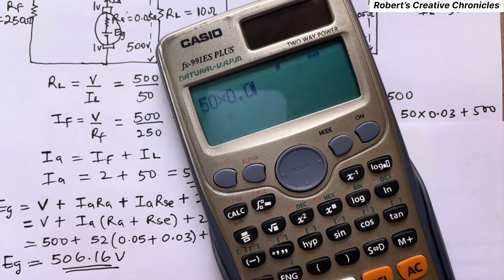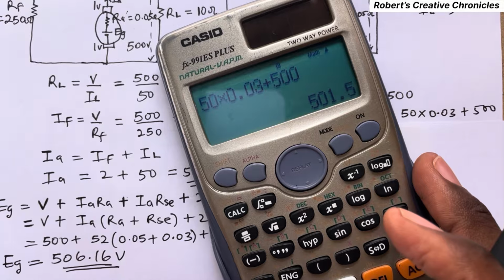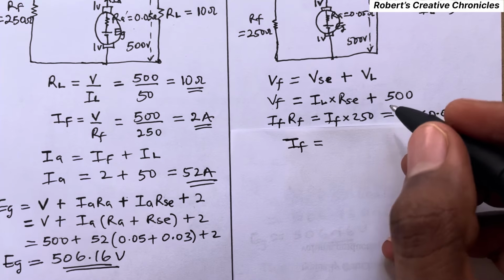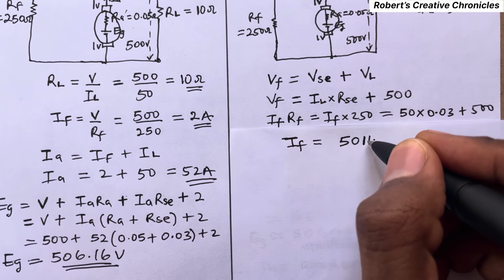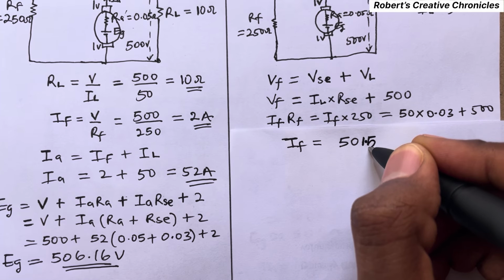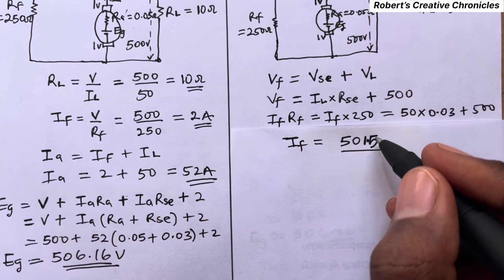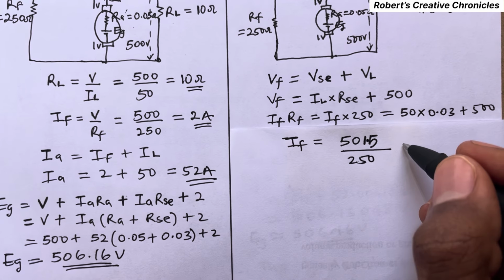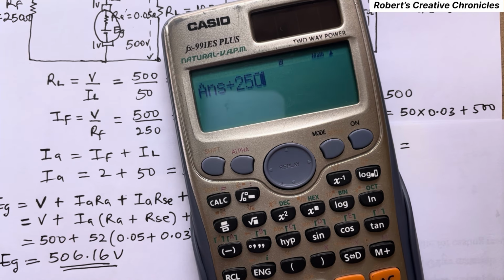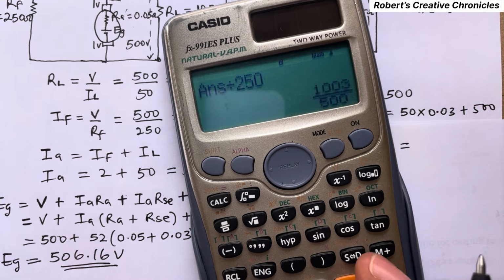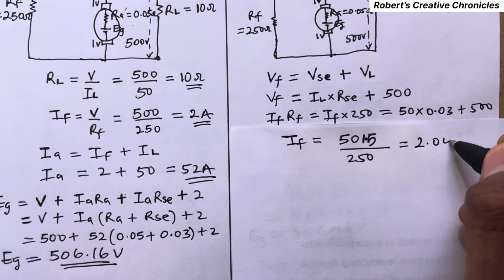50 times 0.03 plus 500 is 501.5. So this is 501.5 divided by 250, which is 2.006 ampere.